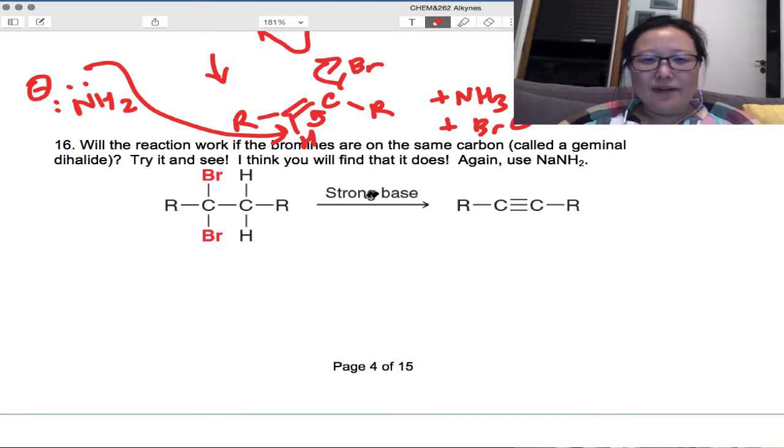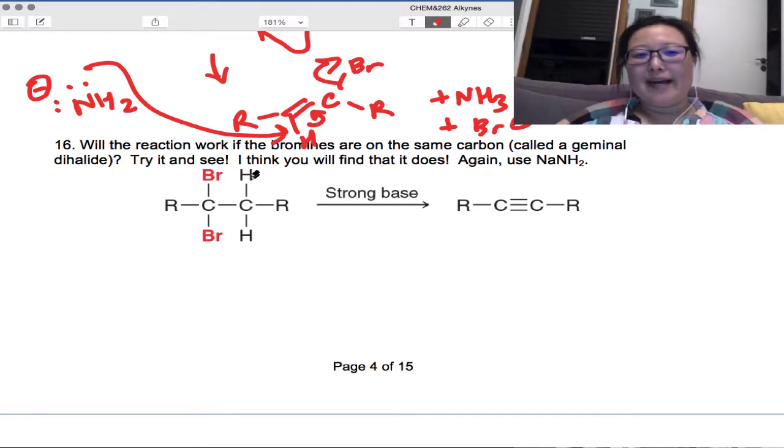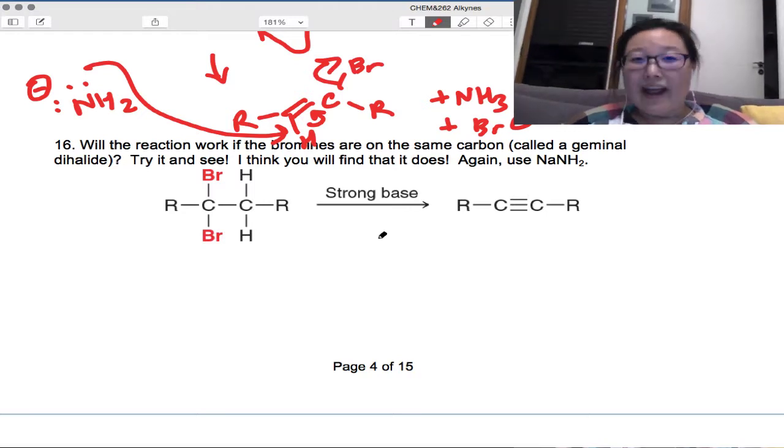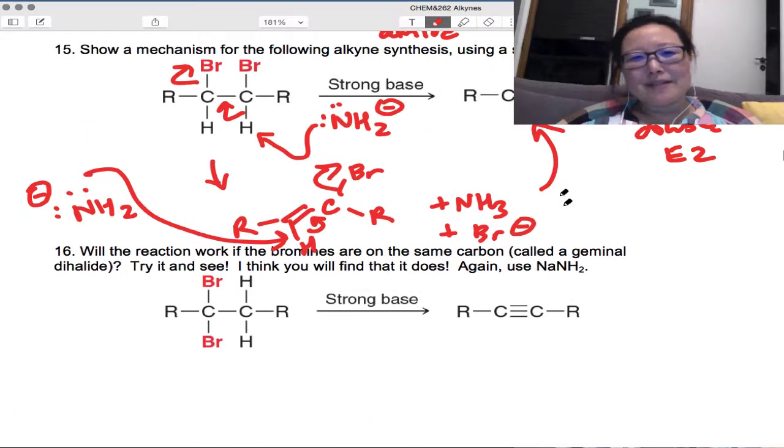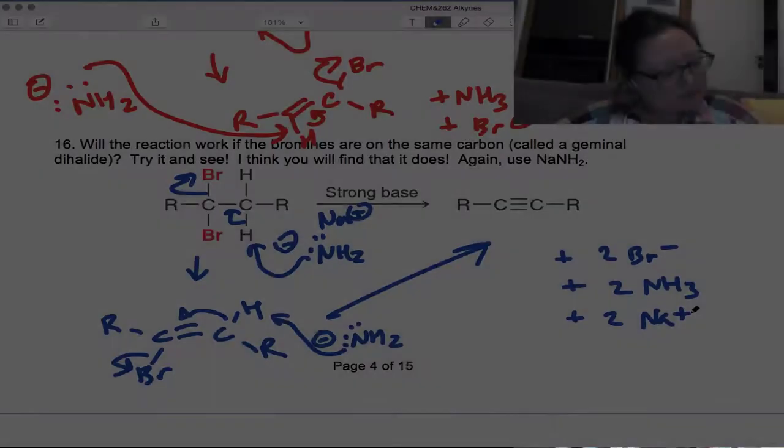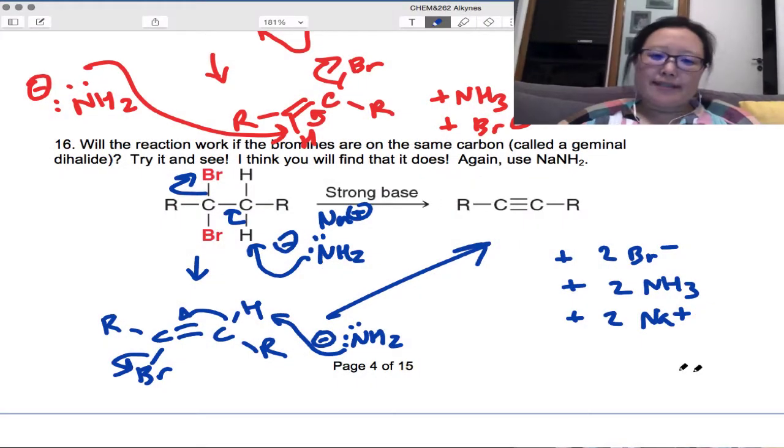Geminal dihalide. So you could actually do double elimination here as well because you have these two beta hydrogens. So go ahead and draw out the mechanism for this molecule forming this one, similar to how we did up here. And don't forget, let's use sodium amide. Okay, if you want to just balance the equation, we got 2 bromides off using 2 sodium amides, and these became ammonia. Okay, and if you want to put NaBr instead of Na and Br separately, that's fine.